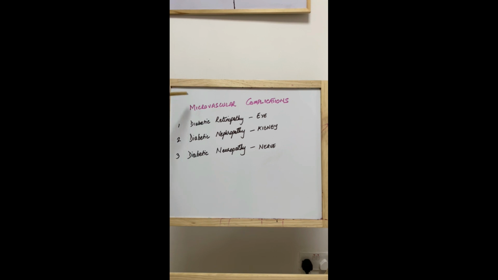The three recognized ones are diabetic retinopathy, which involves a part of the eye, diabetic nephropathy, which refers to complications of the kidney, and diabetic neuropathy, which involves the nerves. While there are other complications such as the macrovascular ones, which are common in many other conditions as well, these microvascular complications are very specific to diabetes, and we are going to see each one of them now.